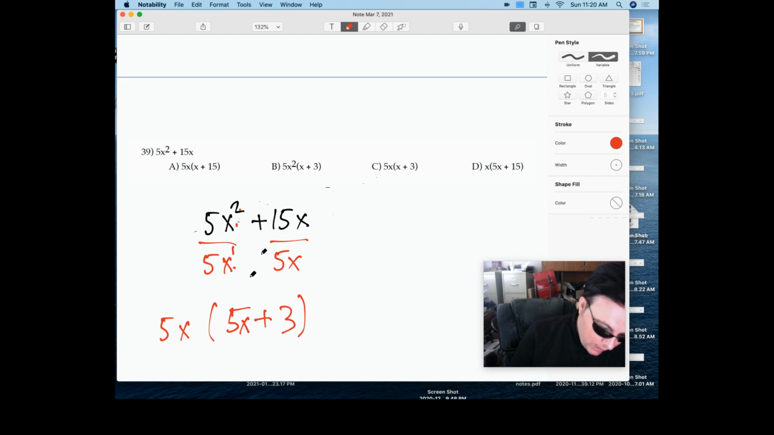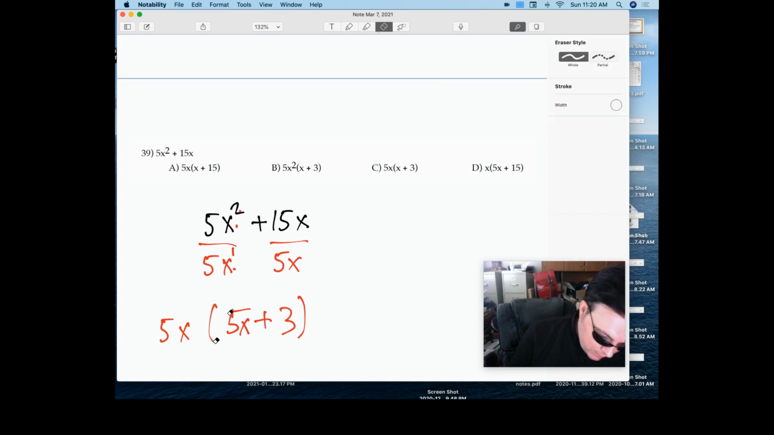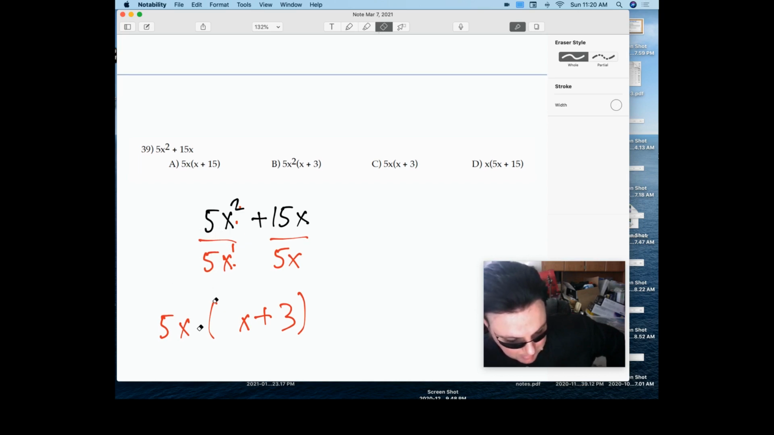Oh, look, I made a mistake. Look. This first one is just x, okay? Because 5x squared divided by 5x, I was not paying attention to the 5s. 5 divided by 5 is 1. X squared divided by x is x. And so what I hope that you see here is that it's very easy to make silly mistakes.